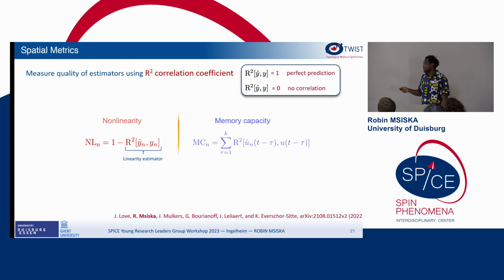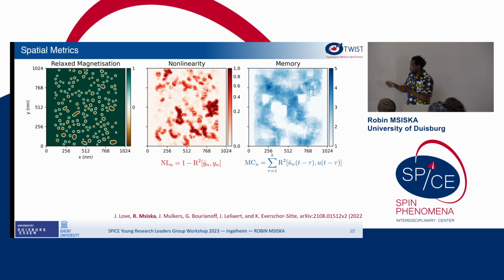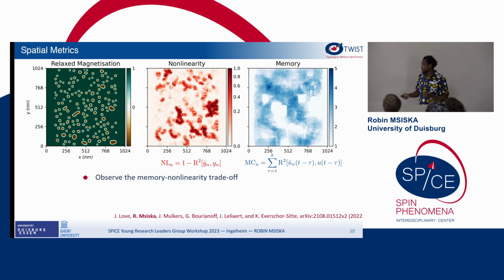Yes. So with this, we have a measure of nonlinearity and a measure of memory capacity within a reservoir computer. And if you apply this to a magnetic system, you get such graphs. So in this case, we have nonlinearity and memory, and from this, one can see the memory nonlinearity trade-off. So what do the numbers 5 and 1 mean?